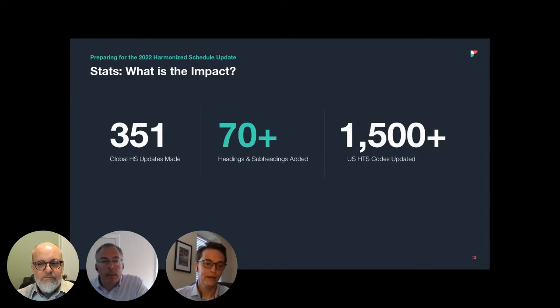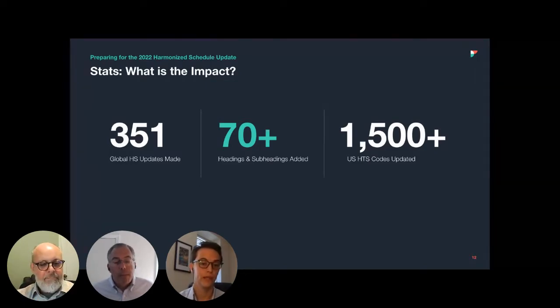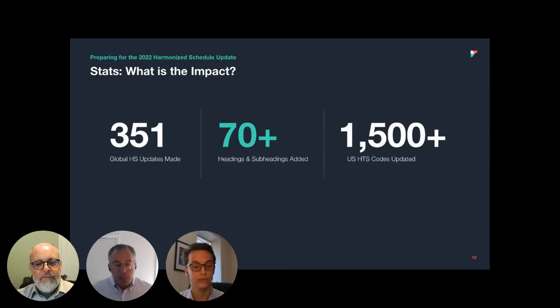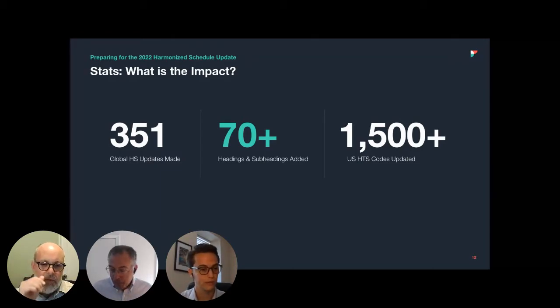So we're seeing 351 global updates being made with the 2022 edition. And this includes over 70 new headings and subheadings, 4-digit and 6-digit numberings as well. And in the United States, we're seeing over 1,500 US HTS codes being updated as well. So this could be a very simple change. Maybe it's a slight change in the numbering or how it's been organized before. But some of them, as we're going to get into, are actually pretty substantive, and they make a pretty large impact on several different commodities.